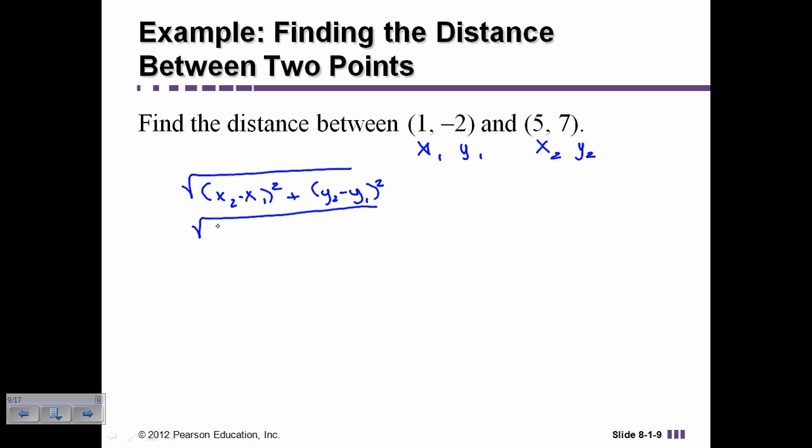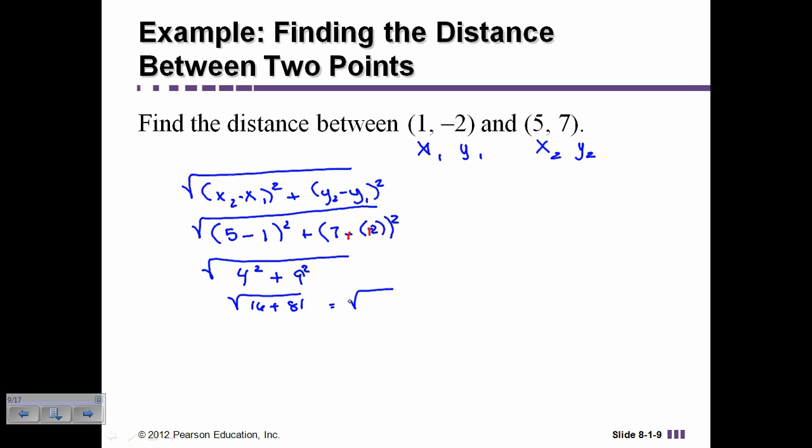Put in my numbers. So x2 is 5 minus 1 squared plus 7 minus -2 squared. So if we do the math, 5 minus 1 is 4, so you get 4 squared, plus 7 minus a negative would be 7 plus 2, so this is going to be 9 squared. So we end up with 16 plus 81, which equals the square root of 97. If we put that in our calculator, it's approximately 9.84.